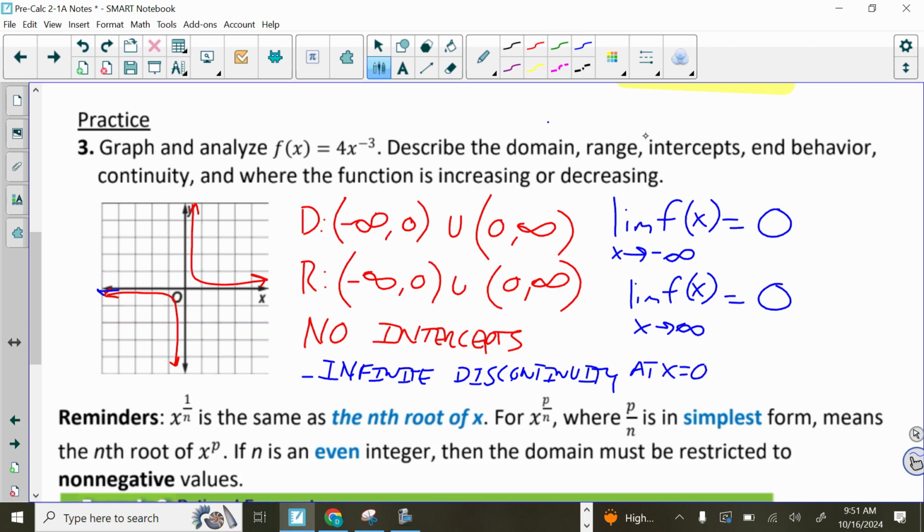And then we are increasing and decreasing. This one is decreasing from negative infinity to 0 and increasing from 0 to infinity. Here you can see that. Oh, sorry, I messed that one up. It's not increasing. We should just put decreasing on both, with an 'and'.